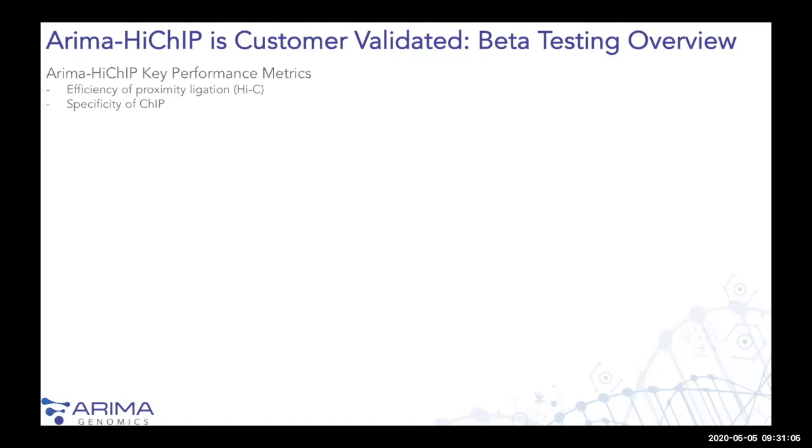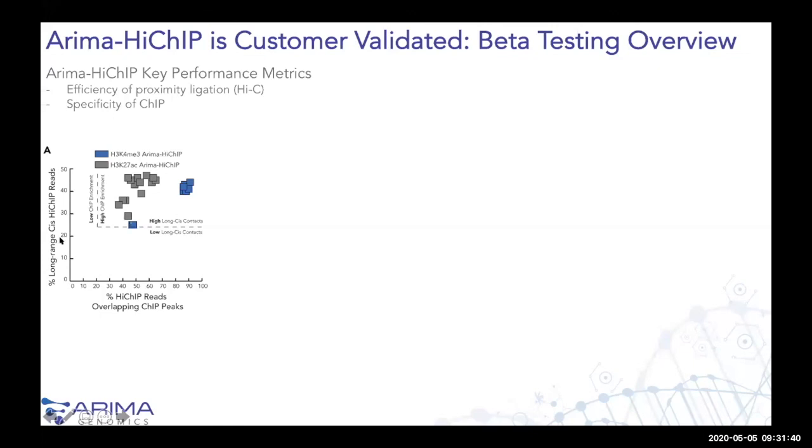You really want to query the data to make sure that the HiChIP data has a high efficiency of proximity ligation. In other words, it has a strong Hi-C signal in the data, but it also needs to have a high ChIP specificity signal in the data. So with Hi-C, you're just looking at the fraction of long range interactions in the data, and with ChIP, essentially what fraction of the reads overlap known ChIP peaks.